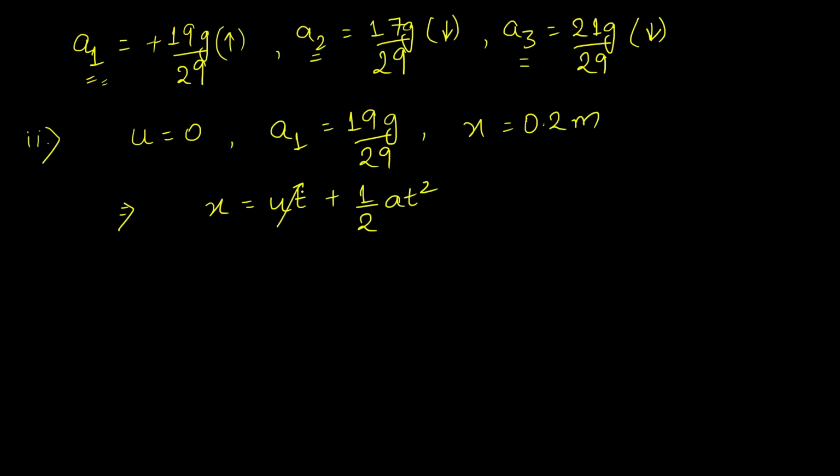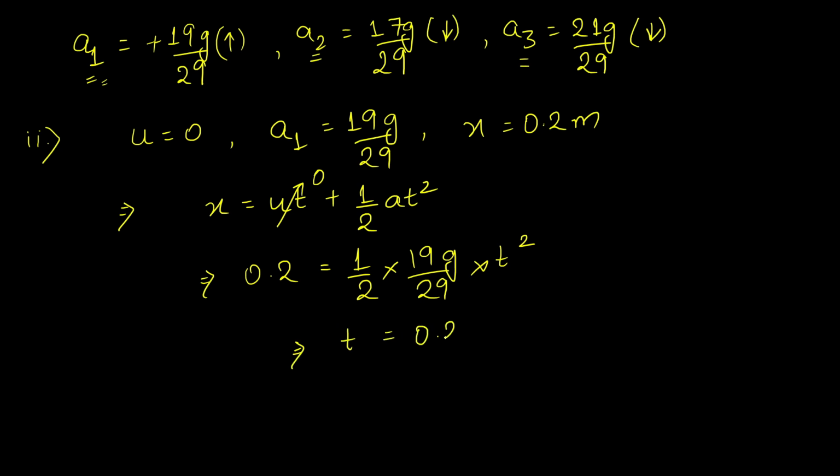Now this u is 0, so this term will be 0. X is given as 0.2 meters, half multiplied by 19g upon 29 multiplied by t square. If you solve for t from this equation, then you will get it to be 0.25 second, and that is the answer.